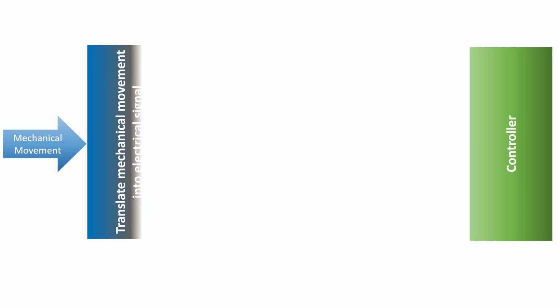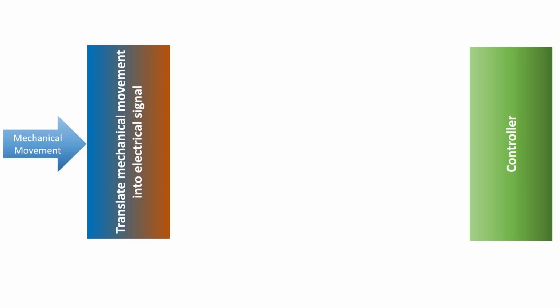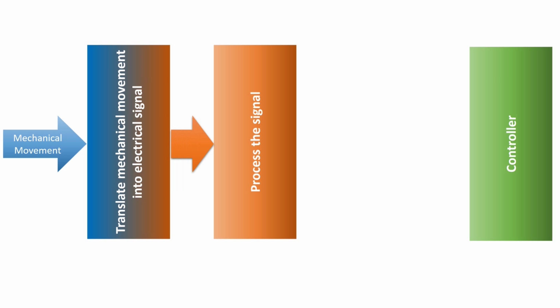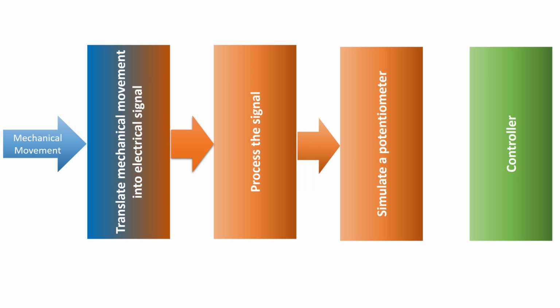First, we have to convert a mechanical movement into an electrical signal. Currently, this is done by potentiometers. Next, we have to process this signal. Maybe we have to amplify or attenuate it. And as a last part, we have to simulate the three pins of the potentiometer of the controller, so that the controller does not see any difference.